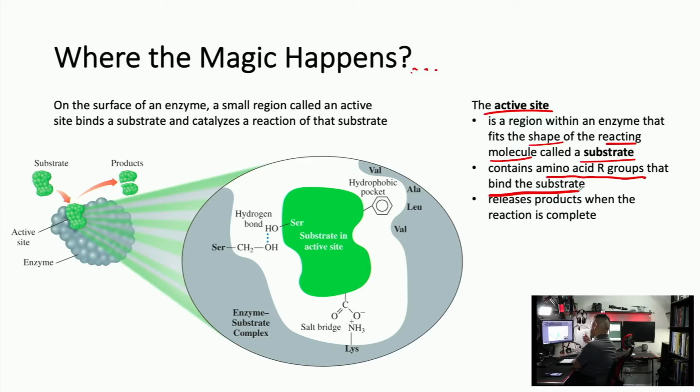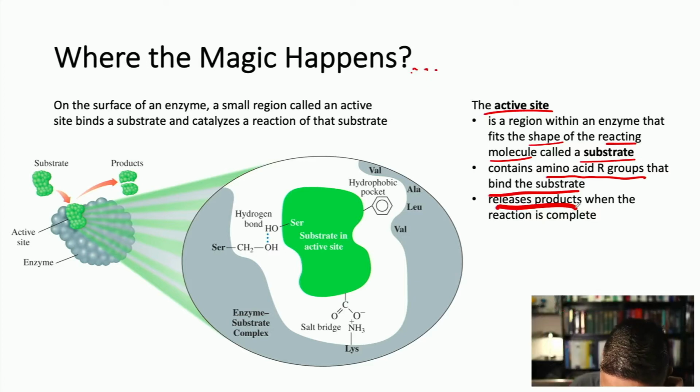And some of them actually do chemistry with the substrate. And when the enzyme is completed with the reaction, it releases the products, right? The substrate is now changed into the products. So you can see here, we have an enzyme. This is the enzyme part right here, the big globular thing. And there's the active site. And the substrate's coming into the active site right there, okay?